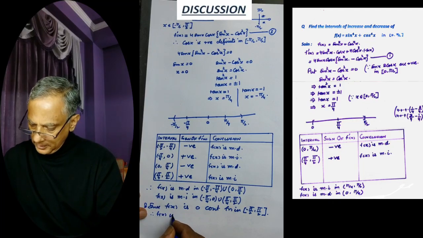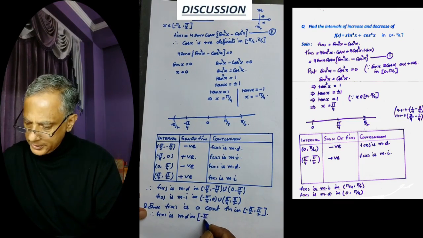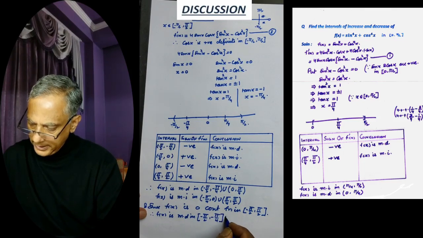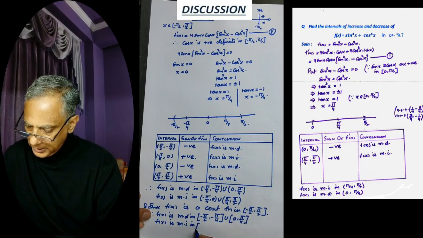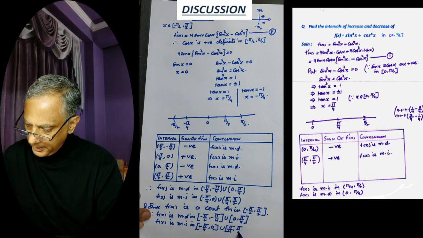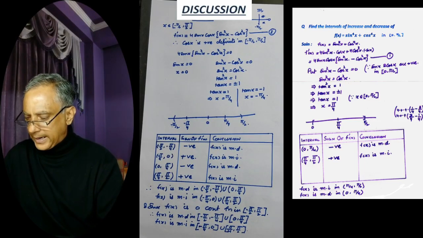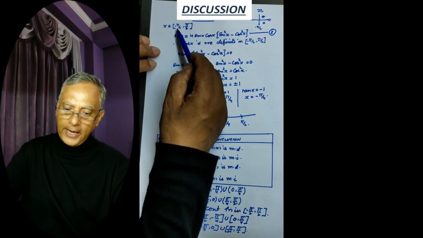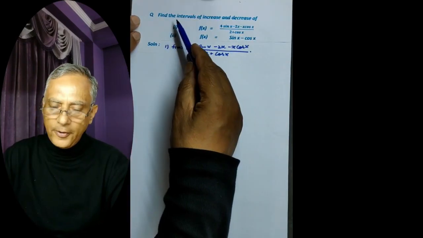So we have fx is monotonically decreasing in, we can include these endpoints in minus pi by 2 to minus pi by 4, union 0 to pi by 4, and fx is monotonically increasing in minus pi by 4 to 0 closed interval, union pi by 4 to pi by 2. We can include these endpoints and change these brackets into square brackets. So if we have an interval minus pi by 2 to pi by 2 instead of 0 to pi by 2, we will solve the question like this.